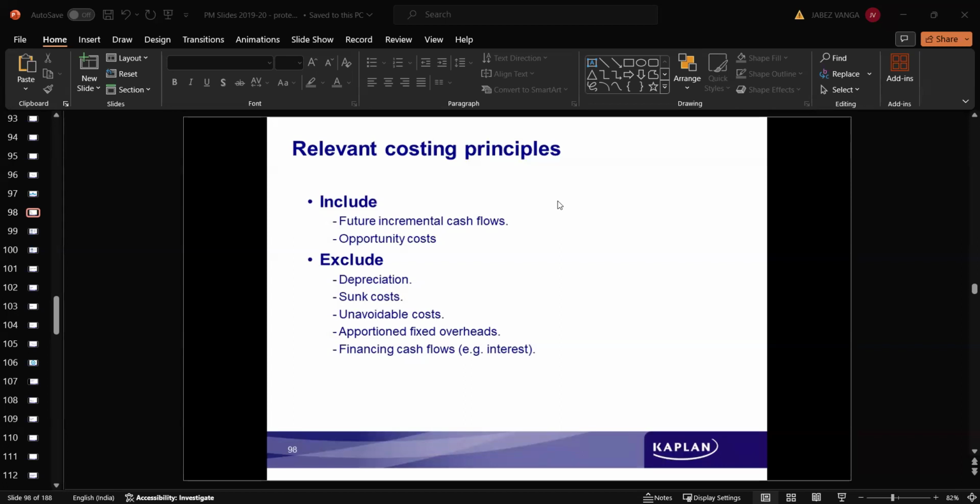Relevant cost is a cost which would change on taking a decision. So the relevance is in terms of when there is a change in the cost on account of taking a decision. So if there is a change in the cost, then that would be called relevant cost. What are to be included in relevant cost?